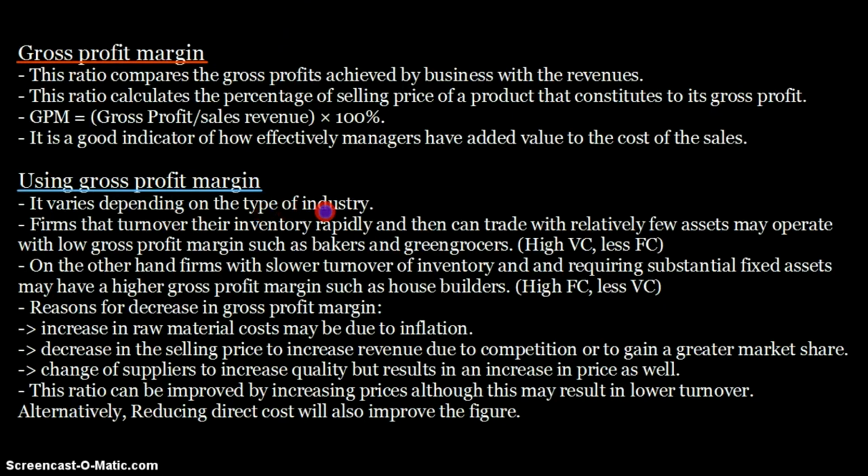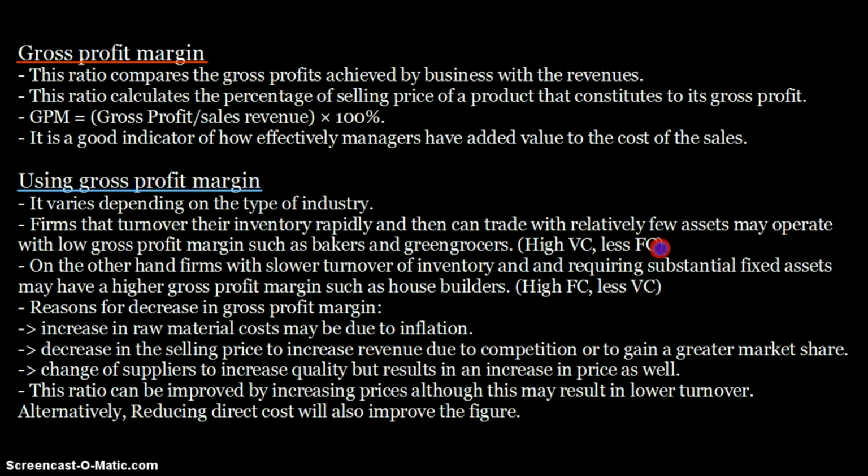So it varies depending on the type of industry. Of course, firms that turn over their inventory rapidly and can trade with relatively few assets may operate with low gross profit margins, such as bakers and greengrocers. They don't have high profit margins, but they have enough inventory to directly convert it. They don't have further processing and all. Most of the inventory is finished goods, so they can easily continue operations with less profit as well. Why do they have a lower gross profit margin? Because they have a high variable cost, but a lower fixed cost.